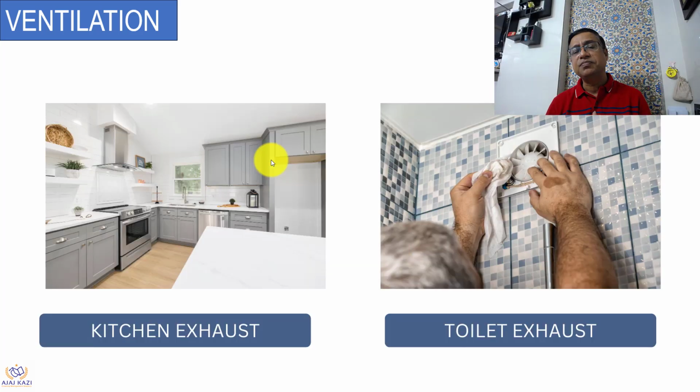Kitchen ventilation. In a small kitchen, you have a chimney over here which collects the smoke and takes it out with a small fan, and then your kitchen is clear, right?